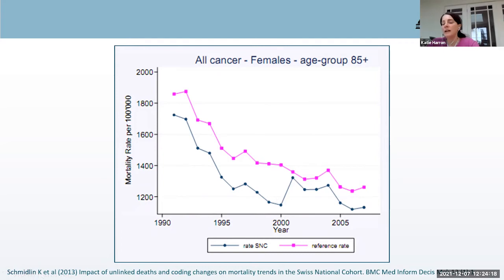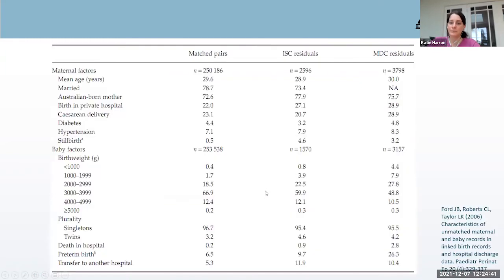So comparing our linked data with an external gold standard or a reference can help us identify which groups might be most affected by errors. In this case, the group was females aged 85 and over, but also time. And we can see that we might need to think carefully about how we interpret trends in linked data.